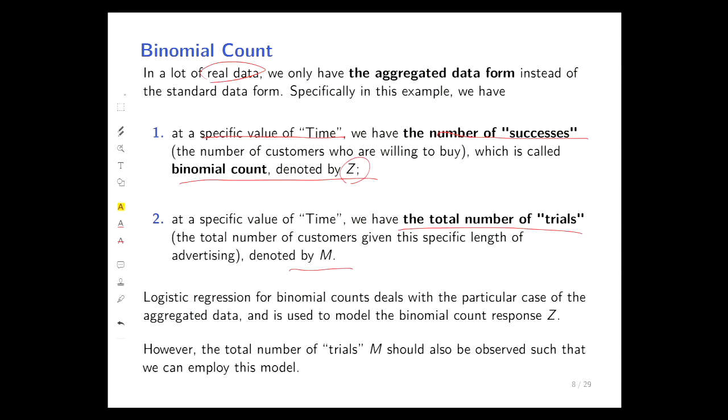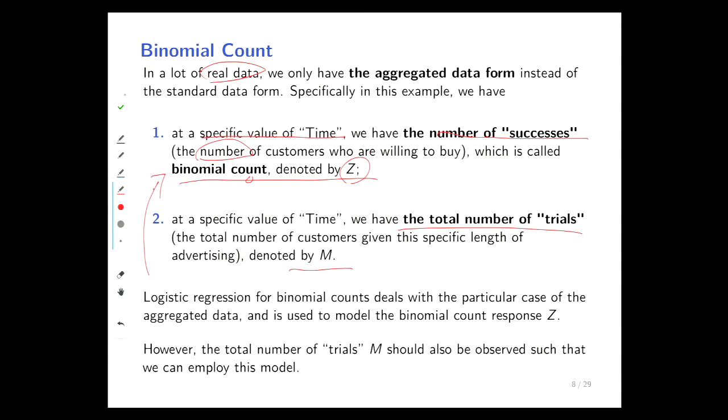Because here we observe some number, or we call it count, we need to use some modeling to deal with this count response. We call it the logistic regression model for binomial counts, to predict this number of success, or in other words, the number of the customers who are willing to buy the product. So here our target is different. We want to predict the number of the customers. When we want to predict a number, we need to consider this binomial count regression model.